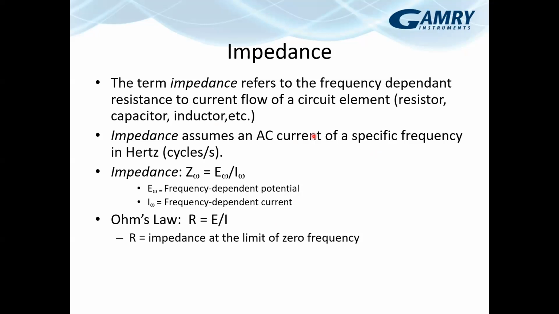Because impedance assumes an AC current, people will sometimes say things like AC impedance. That's actually a little bit redundant. Impedance is always an AC value.